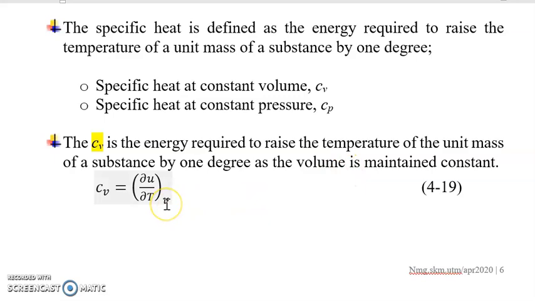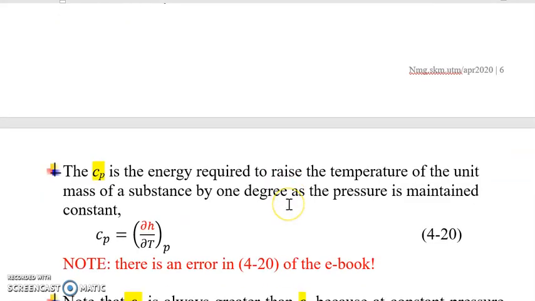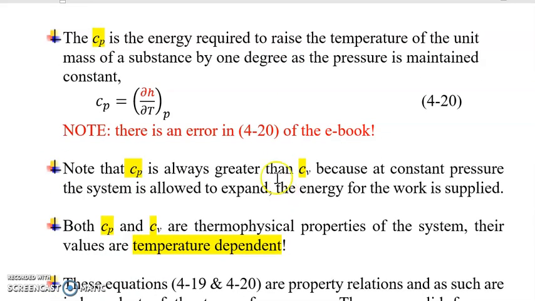See the subscript v there, given by 4.19. Meanwhile, the Cp is the energy required to raise the temperature of the unit mass of a substance by 1 degree as the pressure is maintained constant, given by 4.20. Note that there is an error in the eBook. 4.20 is dh instead of du.